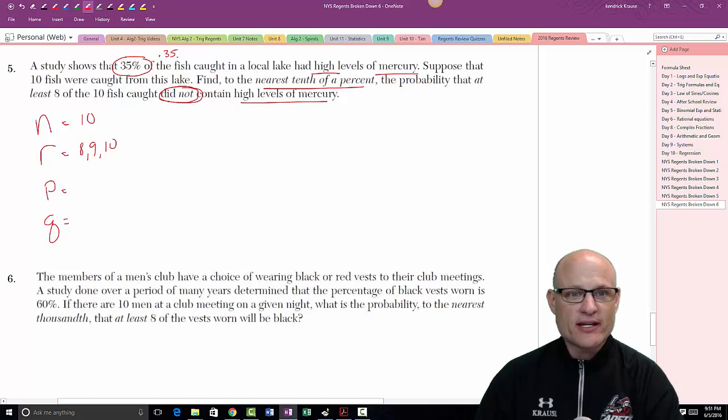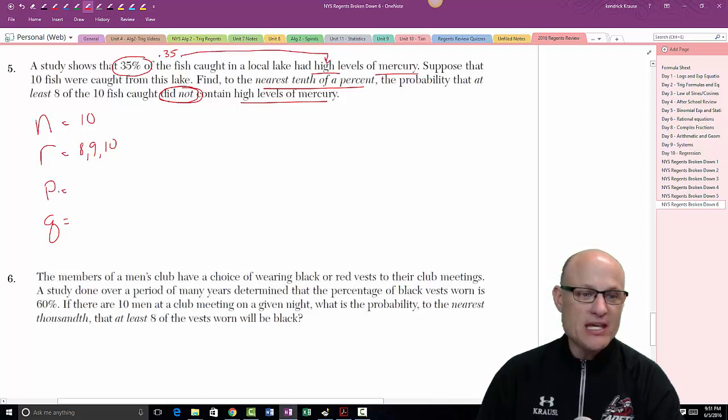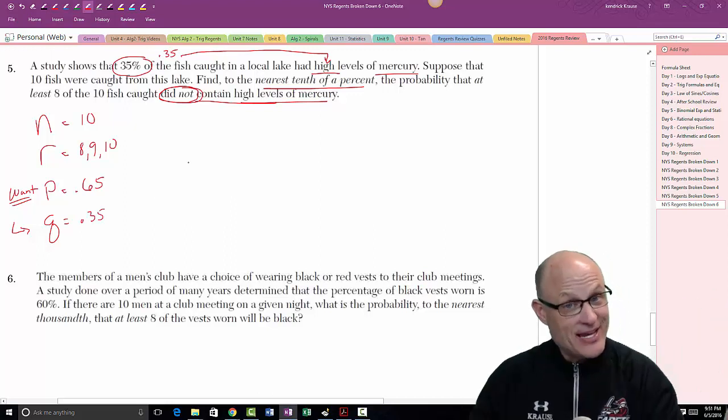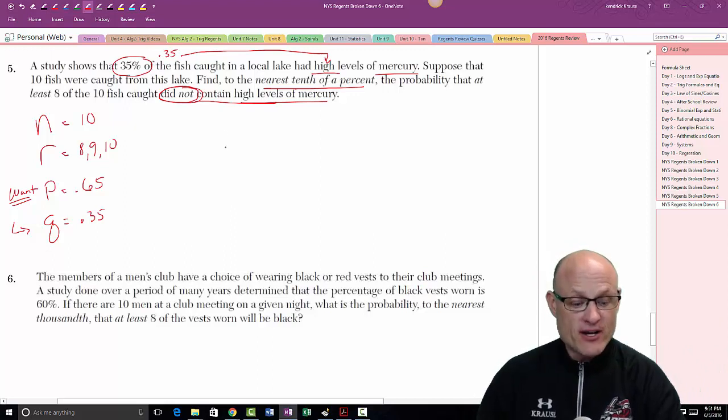So this is the trick. Even though they told you 0.35 is high levels, remember, p is what we want. P is the probability of what we want. What we want is not high levels of mercury, so that would be 0.65. This is what we don't want: high levels of mercury, which is 0.35. That's the big trick on this problem. Other than that, it's the same as everything else. You just have to be very careful of the reading.